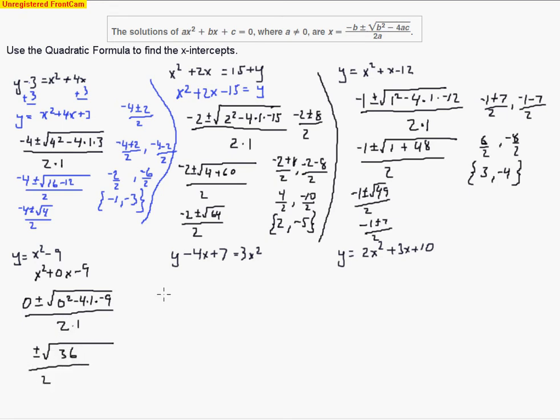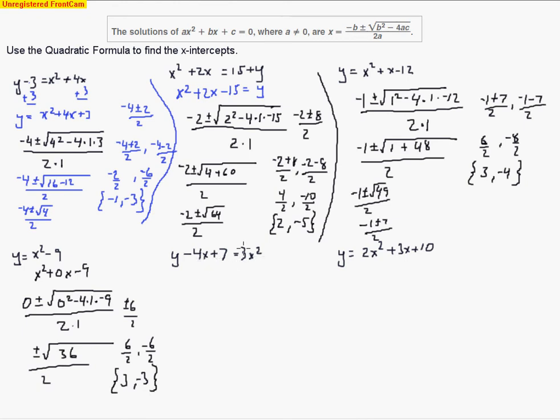And we end up with just 36 all over 2. So we got two answers here. 6 plus or minus 6 over 2. We would have a 6 over 2, which would make 3. And then we also have negative 6 over 2, which makes negative 3. So those are our two x-intercepts.